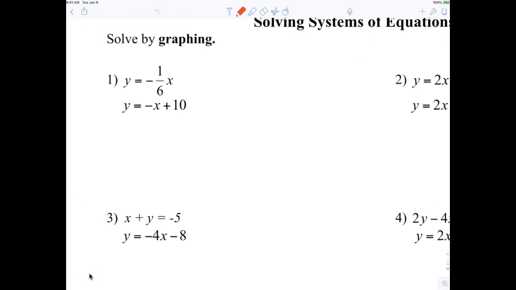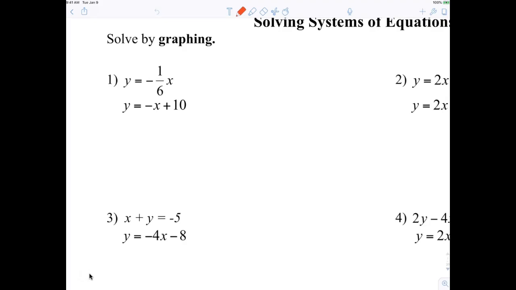So for number one, explain how do I do number one? This first part of the graph, what do I do to graph it? I want to hear it. No, I'm not asking you. I'm asking you how do you graph it. Y equals what? Tell me how to graph it. So you go 0, and then -1/6. That's exactly what I want to hear.